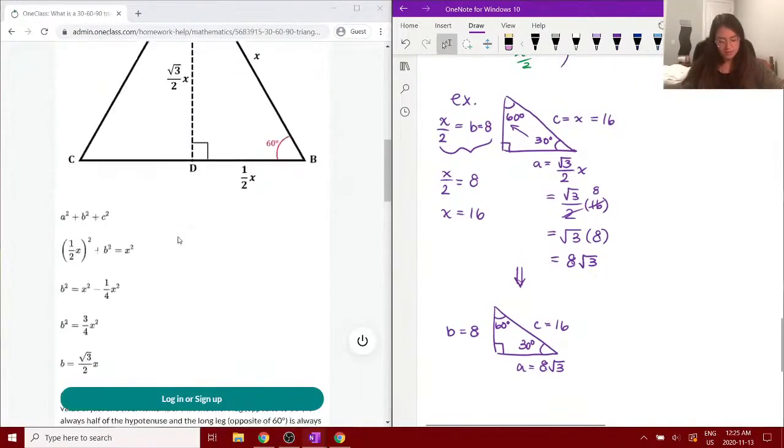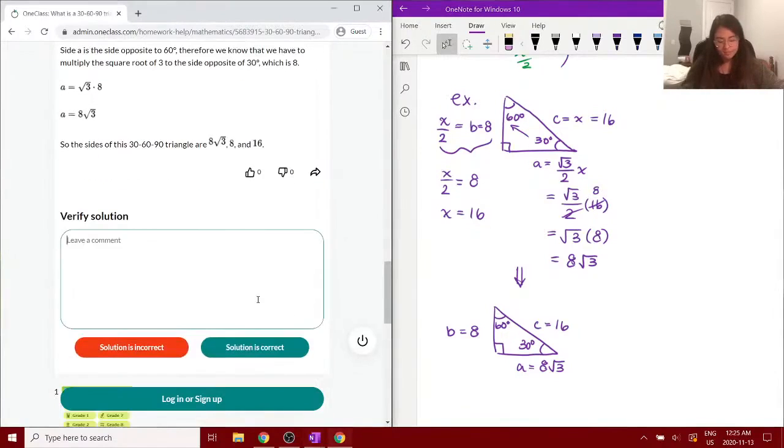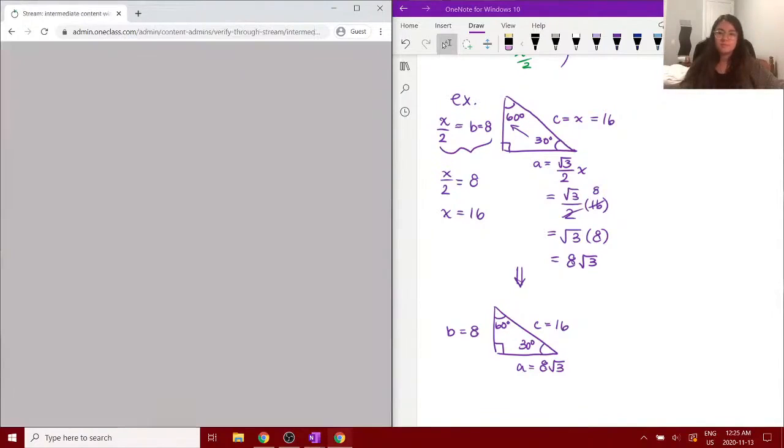All right, so we get the same answers. We have side lengths of 8 root 3, 8, and 16. So that's correct. And we can move on to the next question.